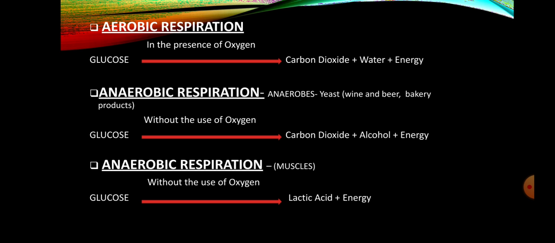And when you notice the third equation, you will see that here also it is written that without the use of oxygen, means it occurs in the absence of oxygen. So this occurs in the absence of oxygen because it is anaerobic respiration. The end products are lactic acid plus energy. So energy and lactic acid both are important for our body, but the accumulation of lactic acid may cause muscle cramps.